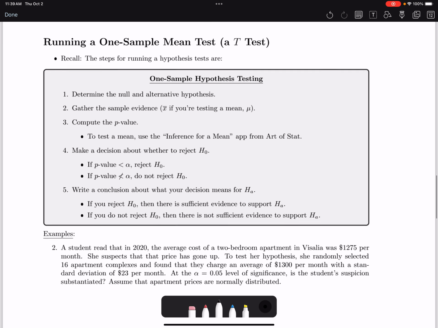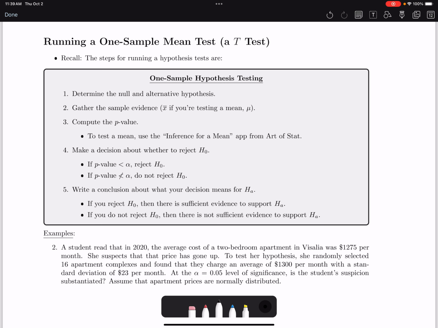So moving on, let's just do a couple examples. First of all, here are the steps for running a one-sample hypothesis test on a mean, right? Same steps as for a one-sample hypothesis test for a proportion. You're going to first of all determine the null and alternative hypotheses. Second of all, gather the sample evidence. In this case, the sample evidence is going to be a sample mean rather than a sample proportion because we're testing means. And then step 3 is to compute the p-value.